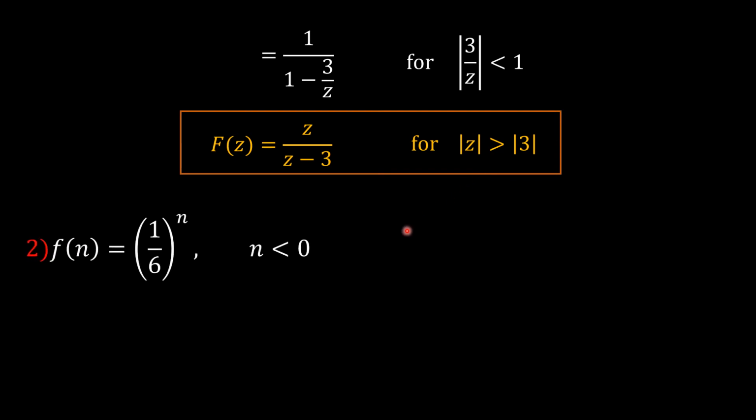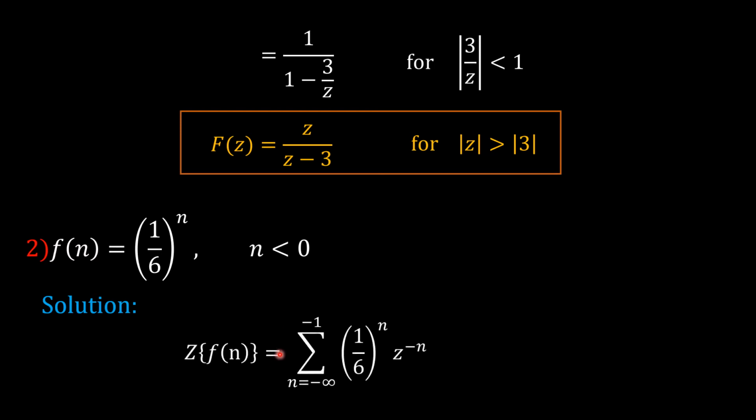Now, the next example is one in which the general term of the sequence is f of n equal to 1 upon 6 raised to n for n strictly less than 0. Solution. By the definition of Z transform, as we have been given n strictly less than 0, we will consider the summation where n runs from minus infinity to minus 1. So n is taking negative values only.